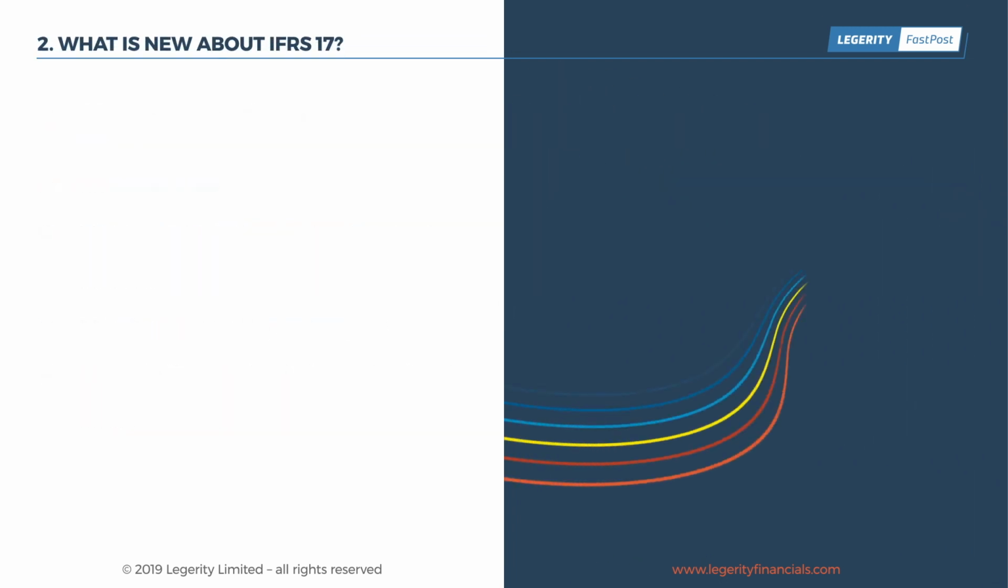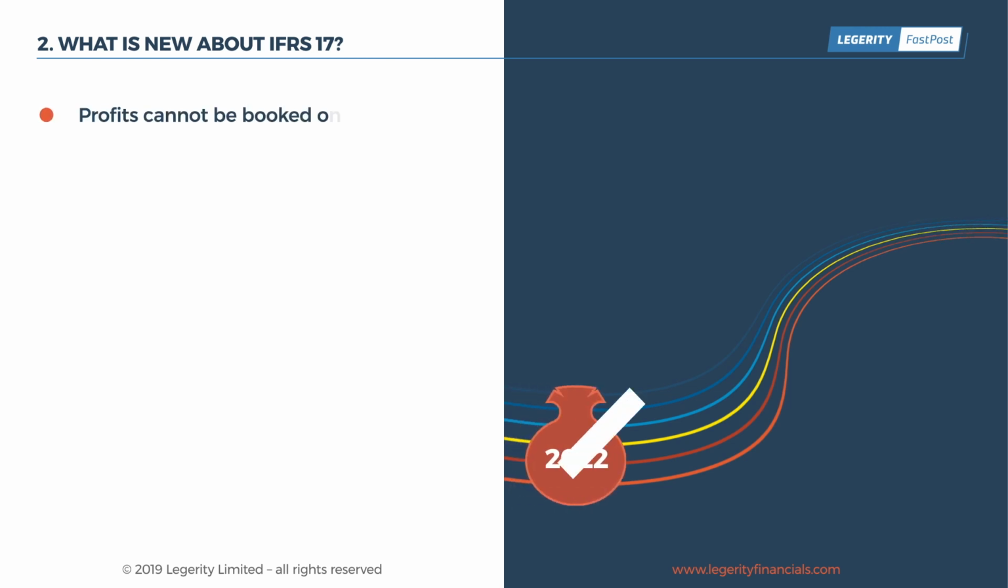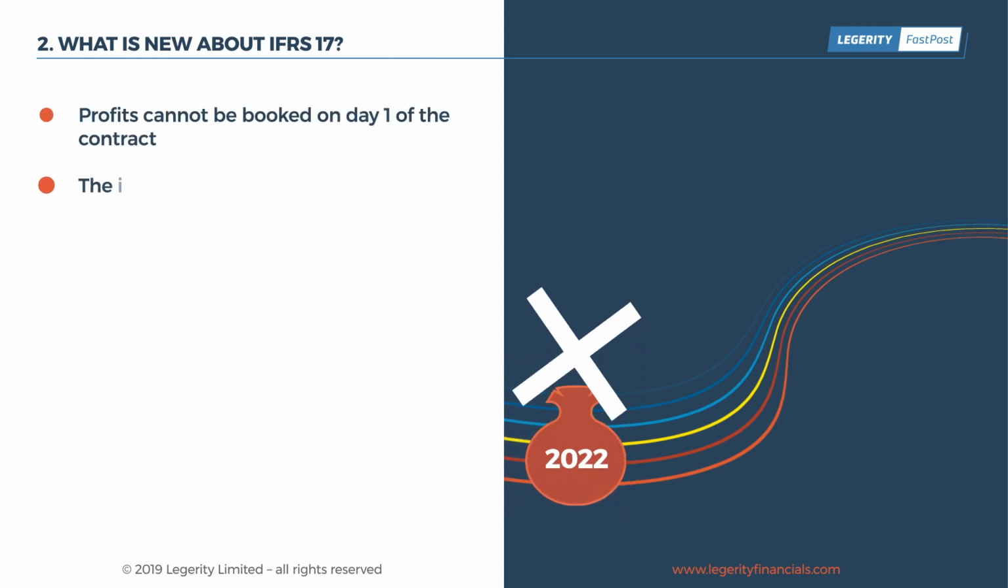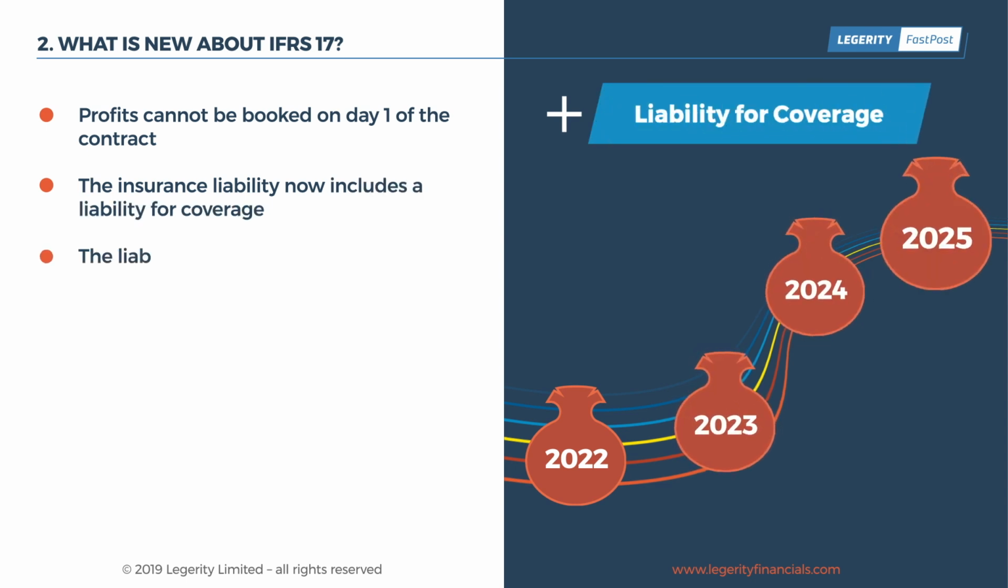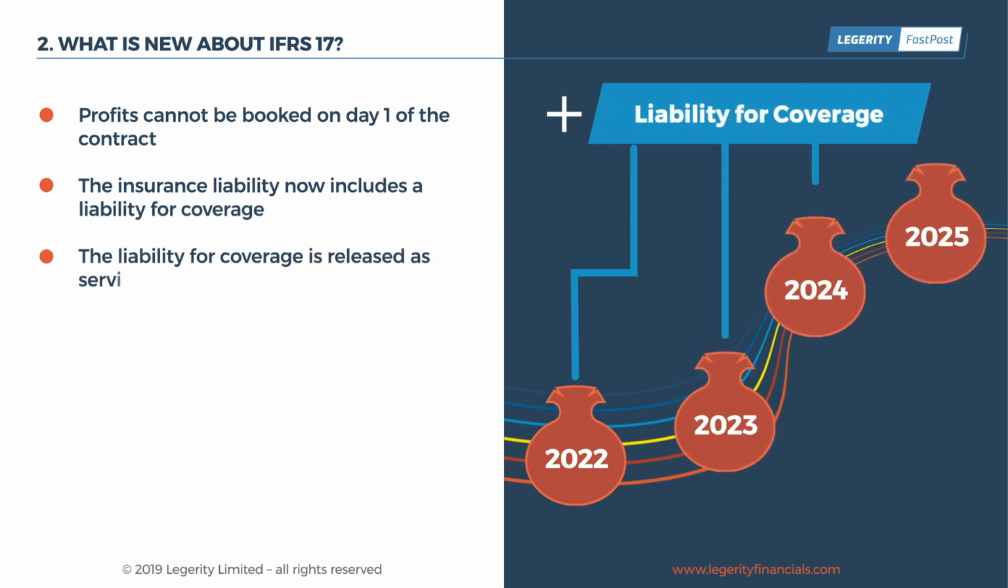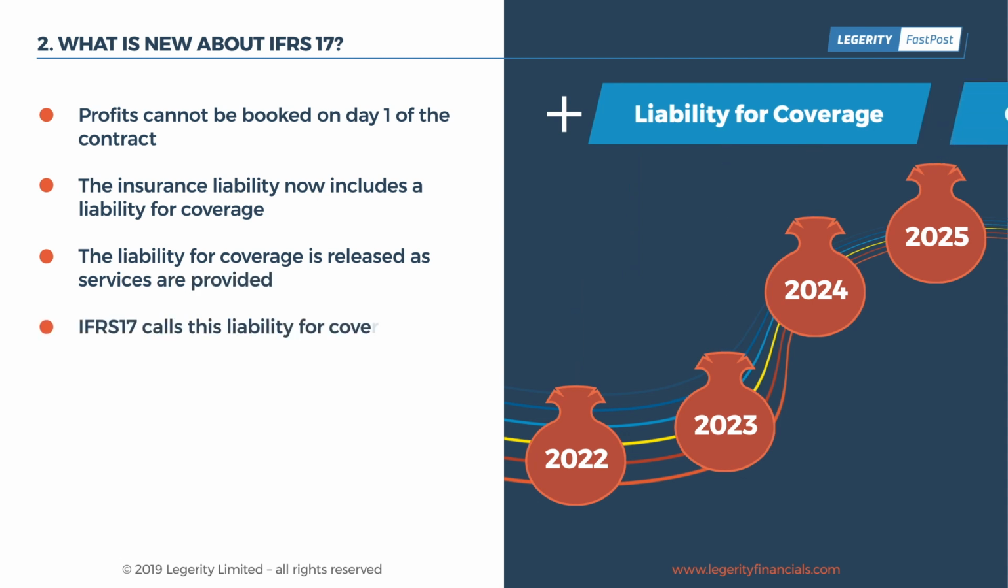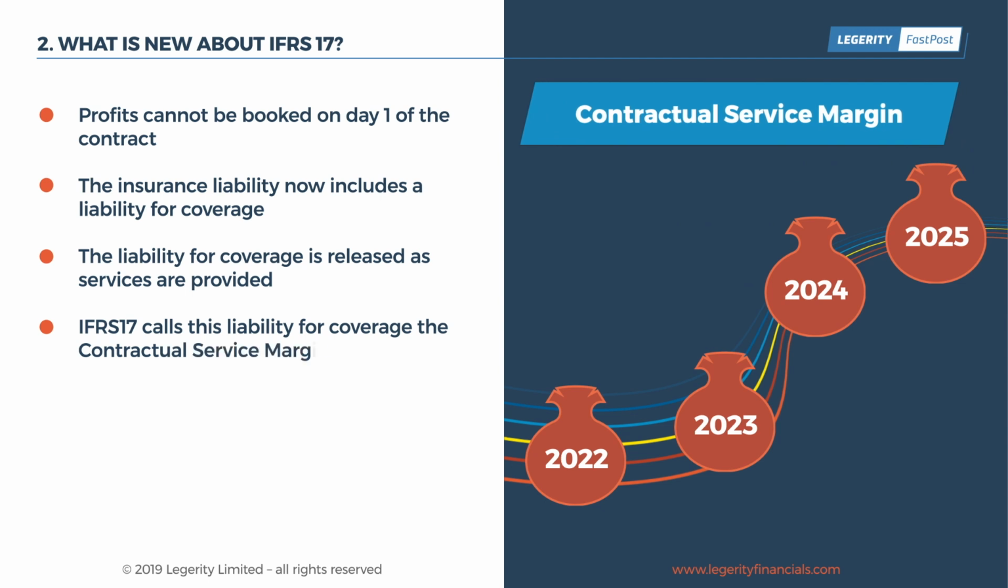So, what is new about IFRS 17? Profits cannot be booked on day one of the contract. The insurance liability now includes a liability for coverage. The liability for coverage is released as services are provided. IFRS 17 calls this liability for coverage the Contractual Service Margin.